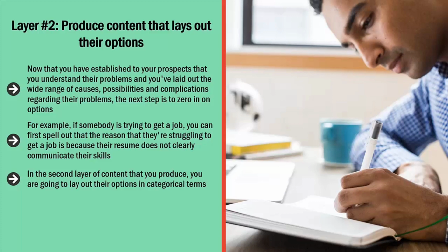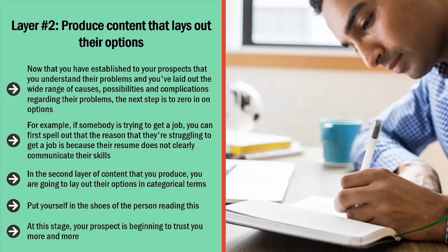In the second layer of content that you produce, you're going to lay out their options in categorical terms. You basically say, if you are struggling with resume issues, these are your options. If you're struggling with a skills mismatch, here are your options. If you're looking for a job in the wrong place, here are your options. Put yourself in the shoes of the person reading this. If you are trying to get a job, they would love your content. You have demonstrated to them that you have a good understanding of their problem, and you demonstrate that this problem is not unsolvable. You have shown, by laying out different options, that this problem is not impossible.